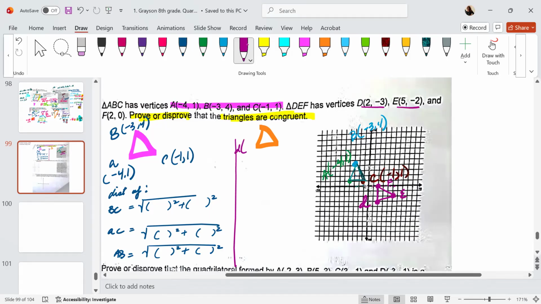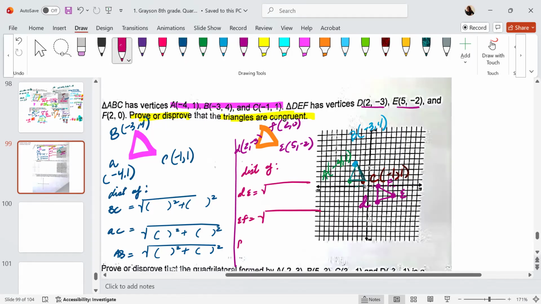And then what we need to do, opposite of that, you have this triangle right here, which is D. D is 2, -3. E, which is 5, -2. And then F, which is 2, 0, right? So that means you need to find the distance of DE, right? EF, right? And then FD. And if they're exactly the same, then all three sides should match, right? Like 2 and 2, 4 and 4, 8 and 8, right? So go ahead and do that.